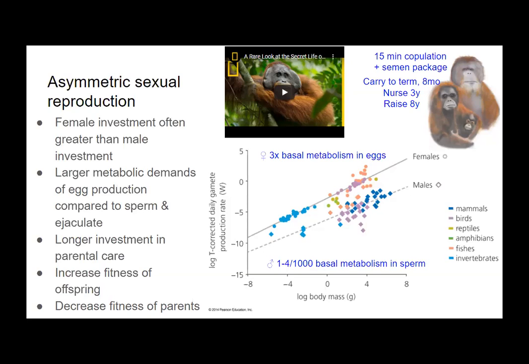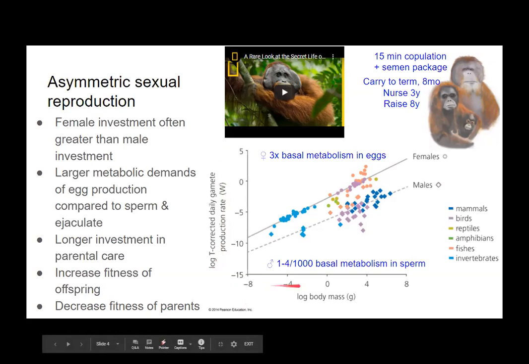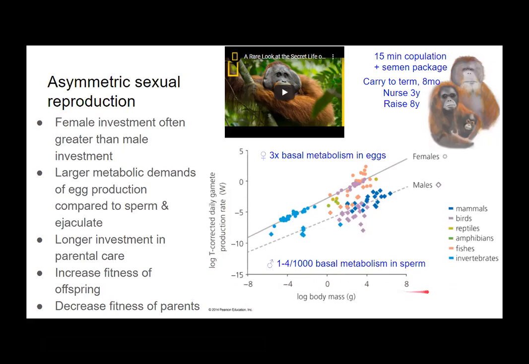Okay. And this figure that I'm showing you here, we have on the x-axis log of body mass, and on the y-axis we have the daily gamete production rate. Okay, and so we're looking at sperm in the dashed line versus egg production in the solid line for females and males for a range of taxa. So we have mammals, birds, reptiles, amphibians, fishes, and invertebrates. So we're just talking about those gametes and how much energy goes into the gametes.